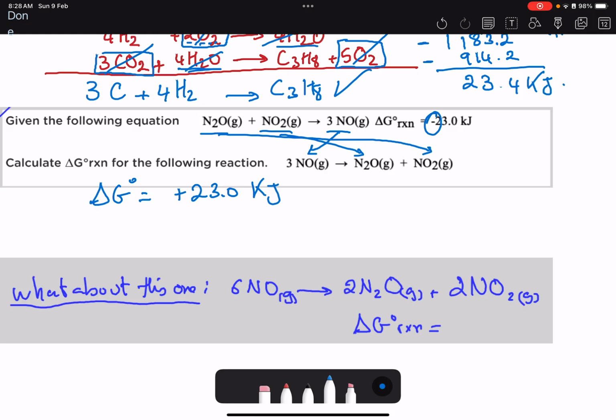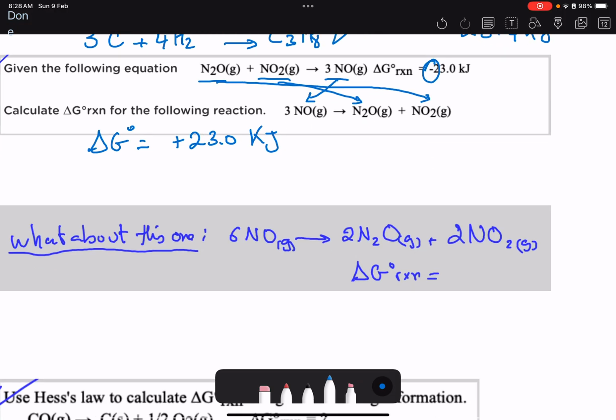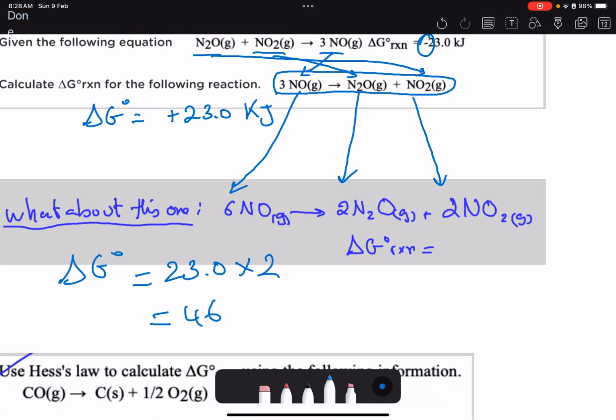What was a spontaneous reaction, if it's written in this way now, is going to become non-spontaneous. But what if this same given equation is now multiplied by 2? What will be the delta G? I will simply multiply the 23.0 by 2, and that is 46 kilojoule.